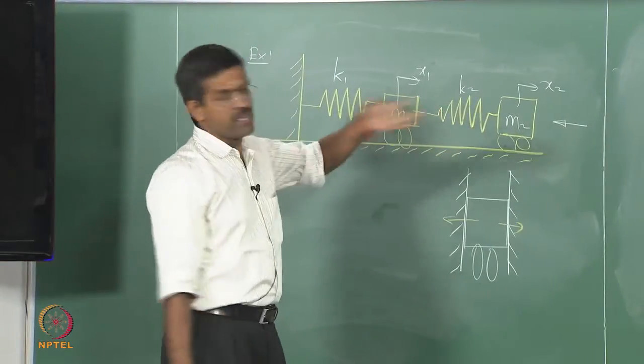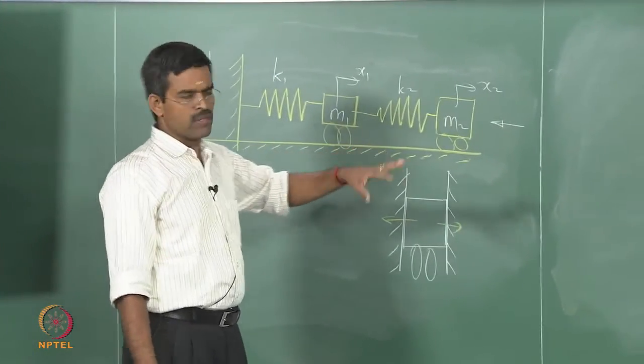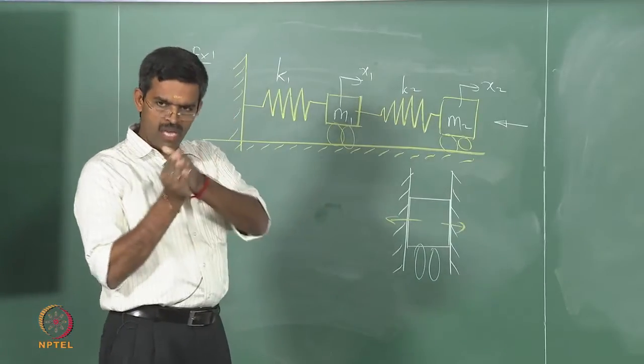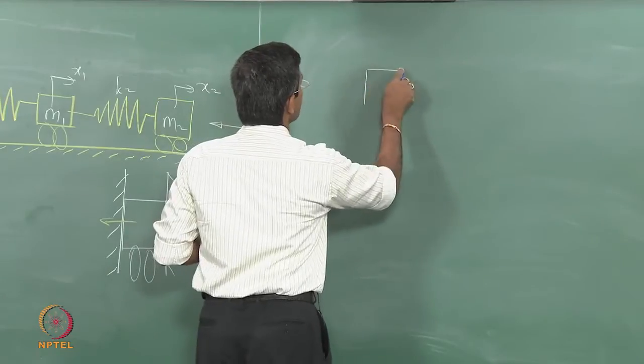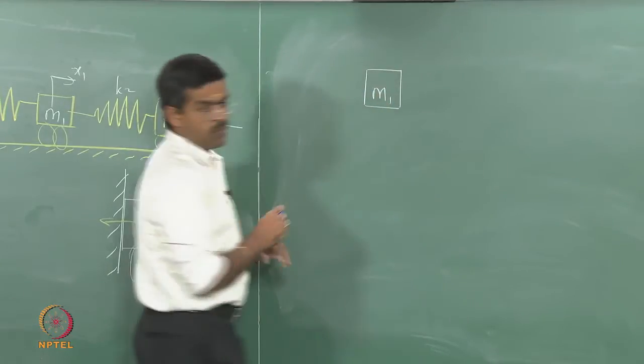I will use Newton's law. There are many methods. I will also solve the same problem using the energy principle. I will write the equation of motion in the same manner. You will see both methods will give you the same equations of motion. So this is my first mass point, I call m1.